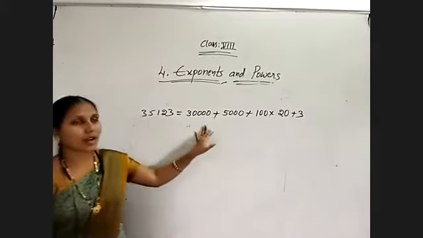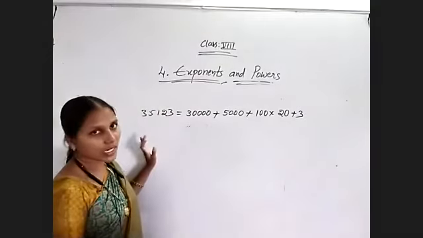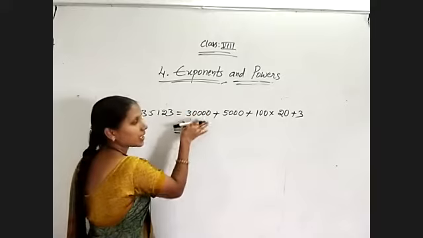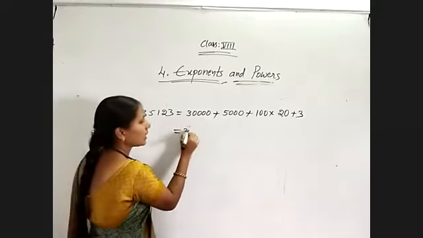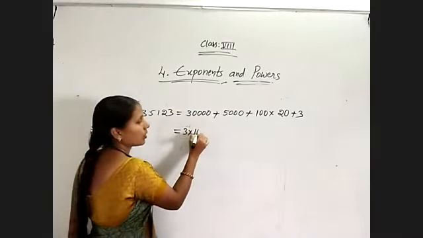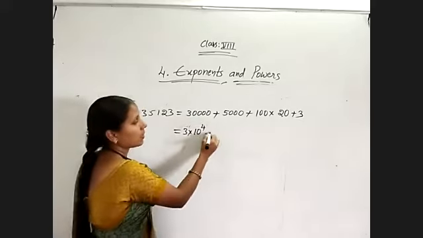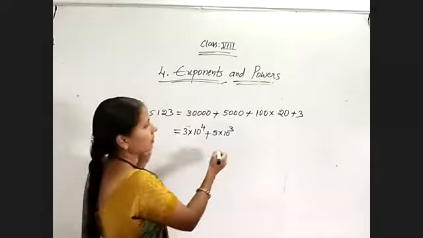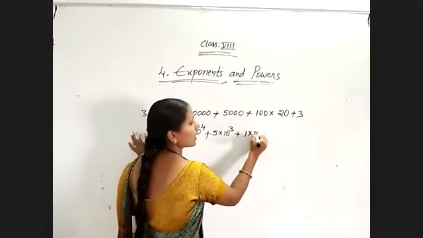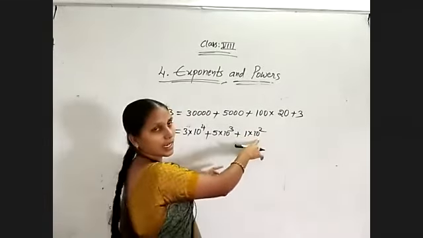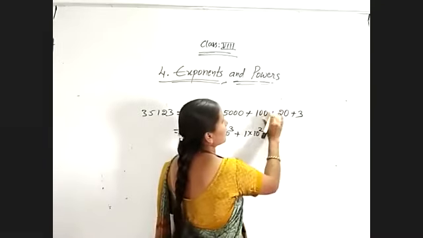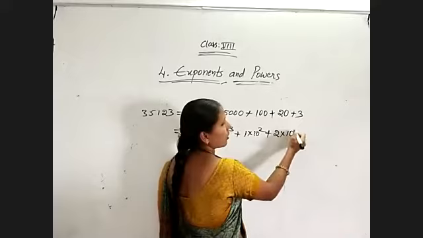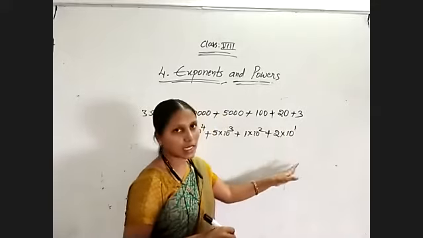This expanded form I want to denote by using exponents. Observe this: for each and every term, I am using exponential form. 3 into 10 to the power of 4, plus 5 into 10 cube, plus 1 into 10 square, since 1 is in the 100 place, plus 2 is in the tens place, so 10 to the power of 1 actually. 10 power 1 is 10 itself.